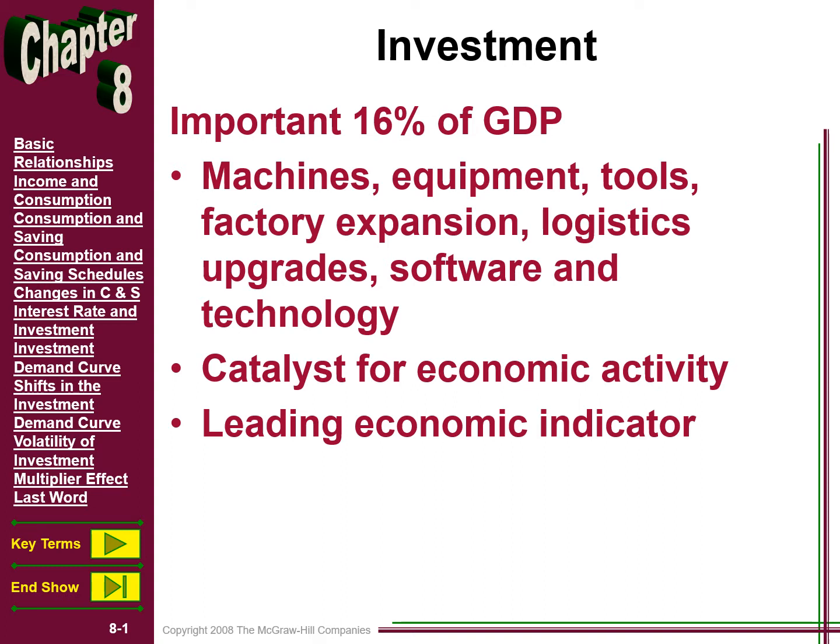See up top here it says investment. It's an important 16% of GDP. Because remember, GDP equals C plus I plus G plus X. Consumer expenditures on durable goods, non-durable goods, and services. Gross business investment, which we're going to be discussing here in detail. Business spending, right? Of course, government spending and net exports.